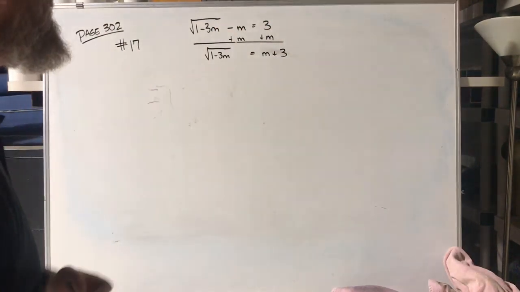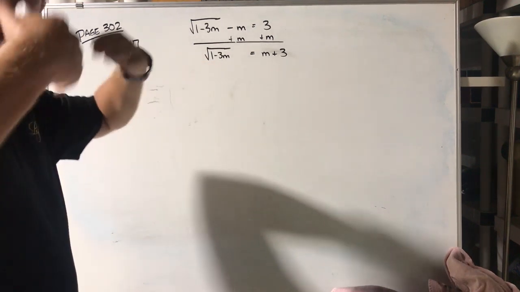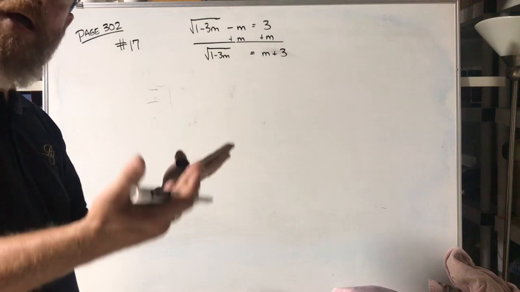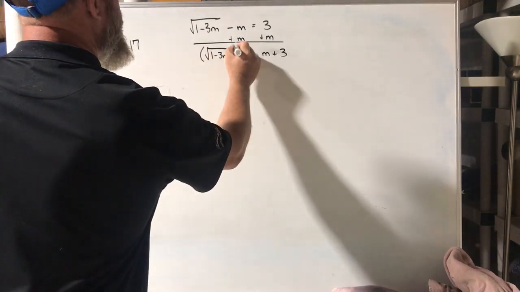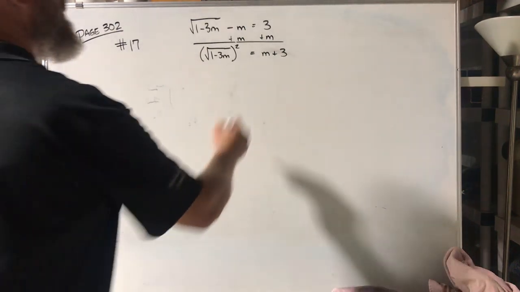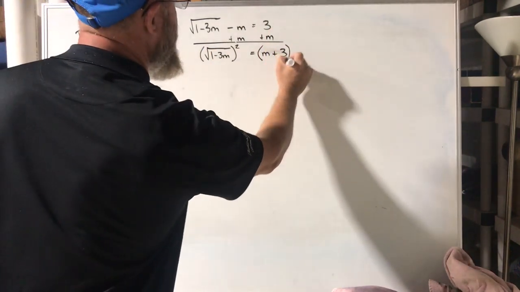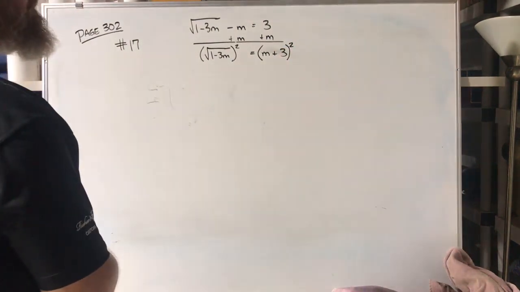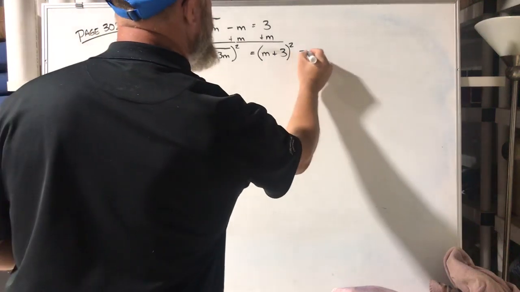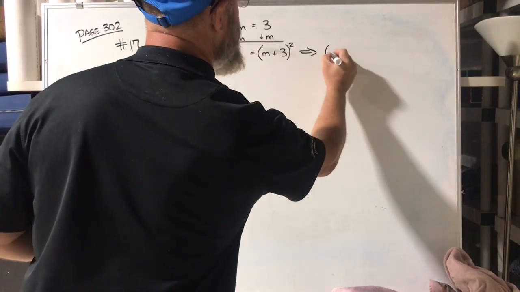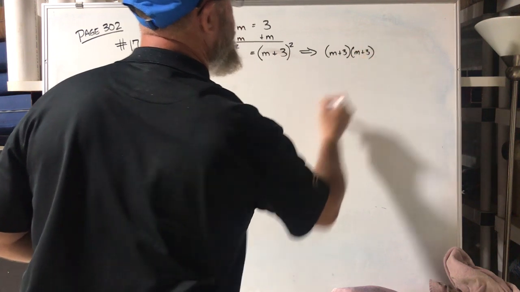Okay? So then I need to get rid of the radical. And to get rid of the radical, we have to square it. So I'm going to square the radical, and if I square this side of the equal sign, I have to square this side. All right? Now, when we square m plus 3, what is that? Well, that's just m plus 3 times m plus 3, right?